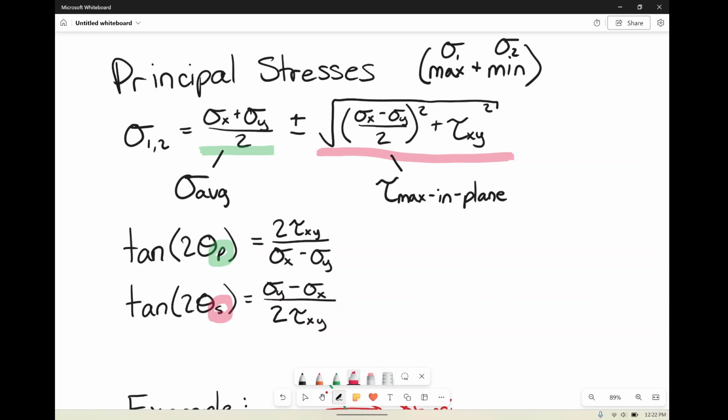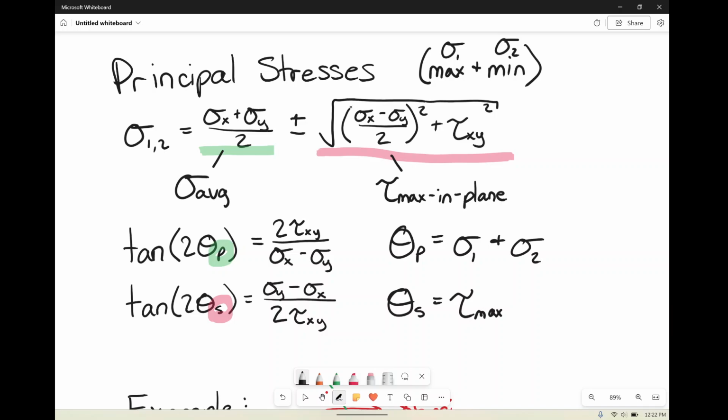And so theta P stands for theta for the principal stresses, hence the P. So again, this theta P is going to be for sigma 1 and sigma 2. Now technically there would be theta P1 and theta P2 for the two different angles for those two. And then theta S is for shear stress, right? So that's going to give us the direction of our maximum shear stress.